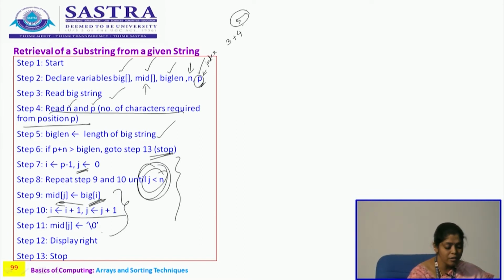Once you come out of this, you will have the retrieved string in mid, and finally you must add the null character to make it a proper character array, and then you can display your mid. With that your program stops.